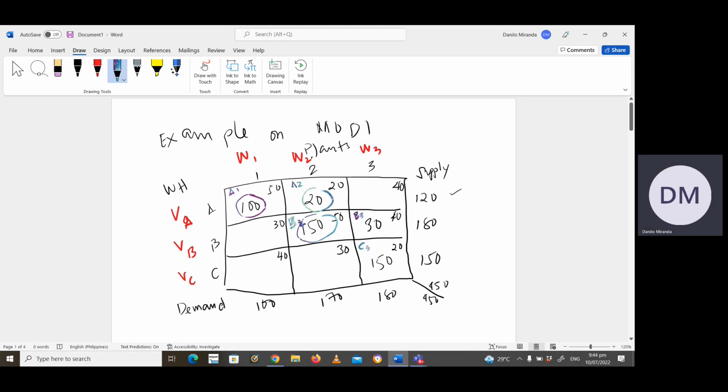We're going to create an equation according to the steps, which is B i plus W j is equal to C ij. These are the costs, which is 50 in this case.